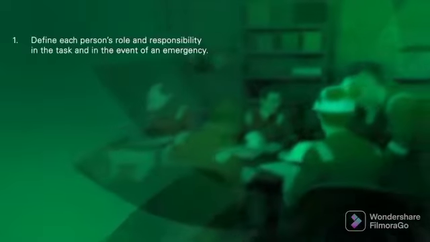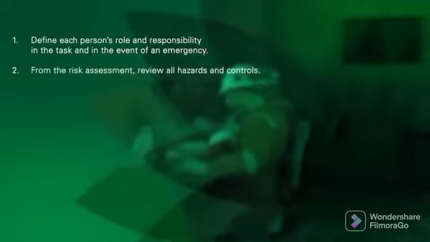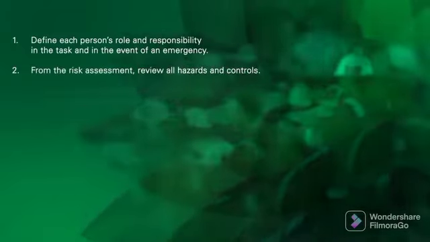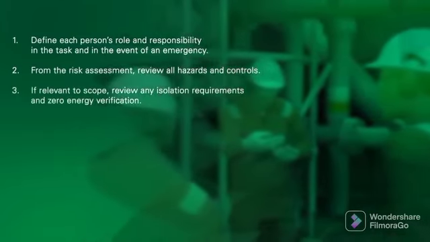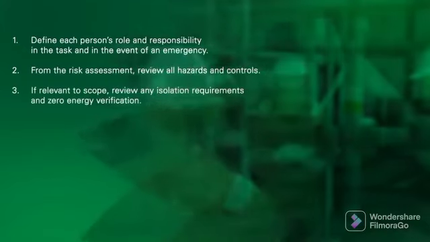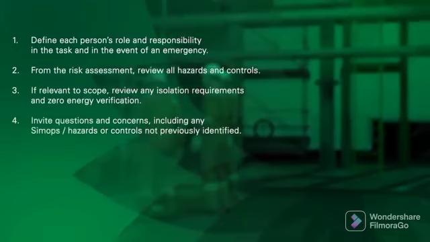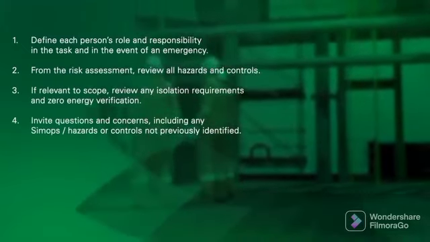The following should be a part of all toolbox talks. 1. Define each person's role and responsibility in the task and in the event of an emergency. 2. From the risk assessment, review all hazards and controls. 3. If relevant to scope, review any isolation requirements and zero energy verification. 4. Invite questions and concerns, including any SIMOPS and hazards or controls not previously identified.